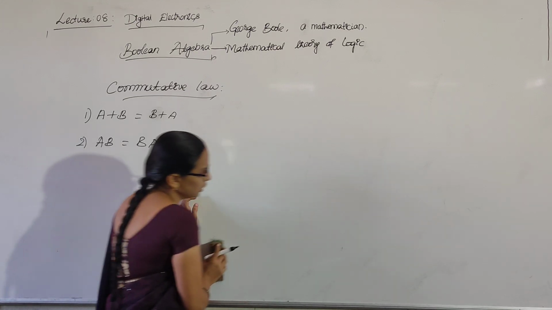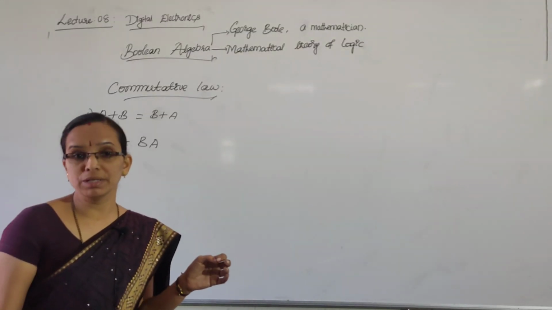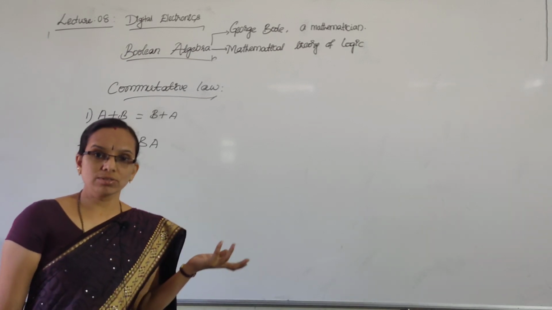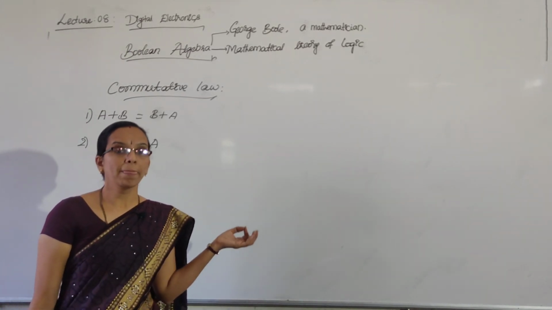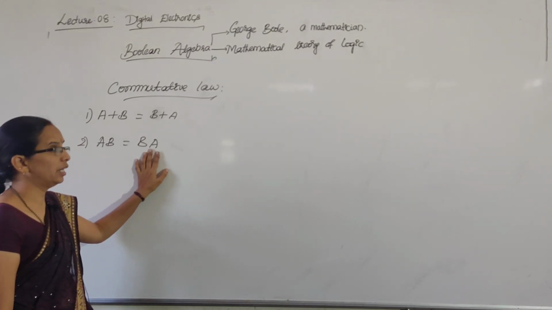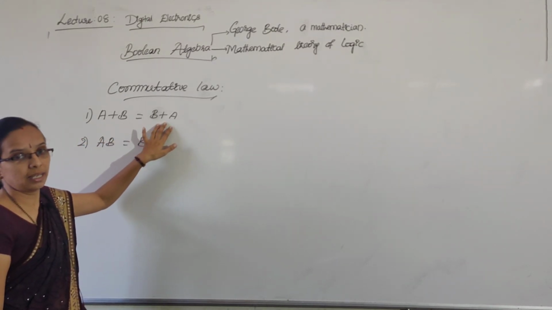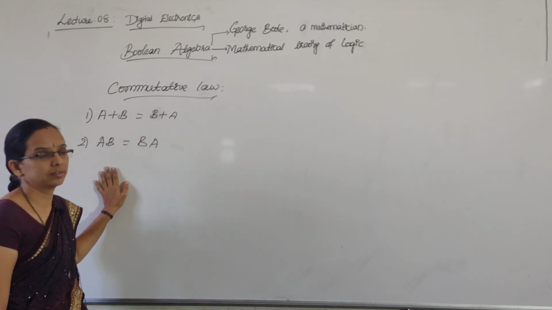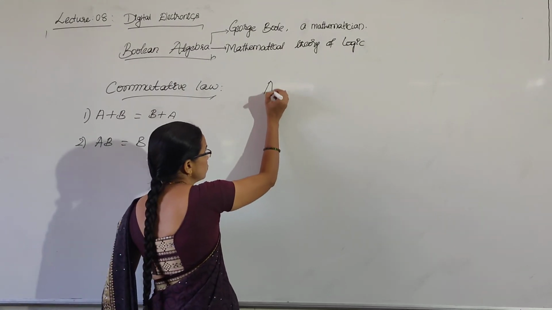In the examination, there will not be any proof asked. If they ask also, you can do it easily. The only thing is, you should remember this: AB is equal to BA, and A plus B is equal to B plus A. That you should remember. Okay. Next is the associative law.